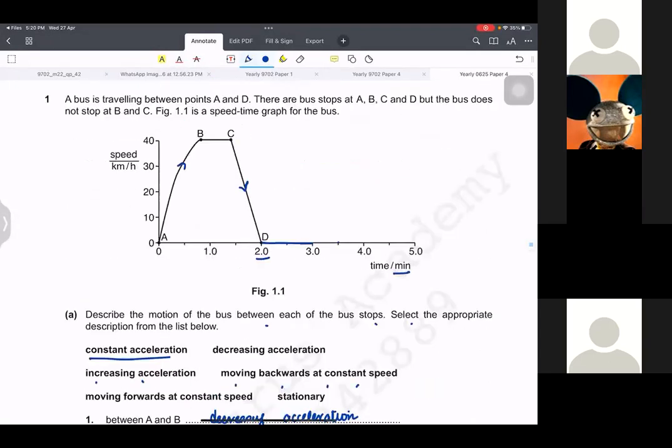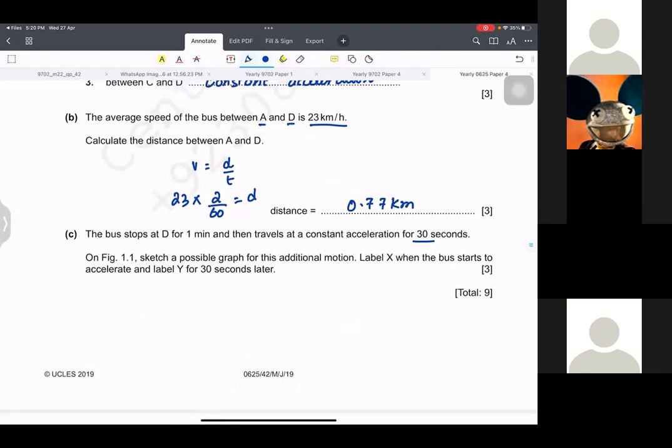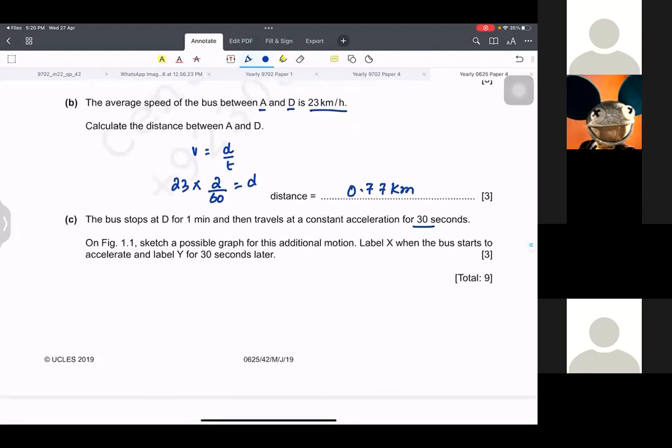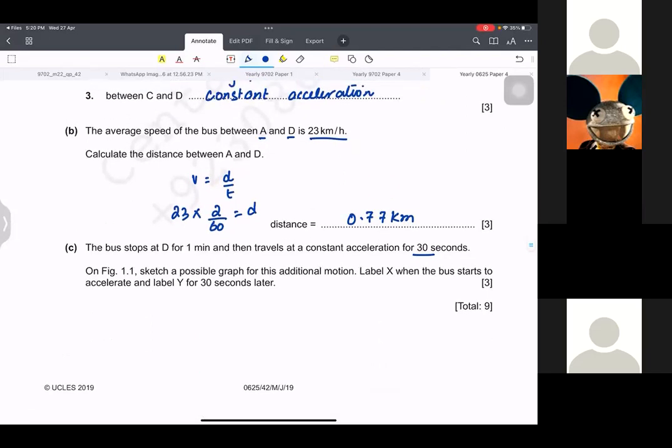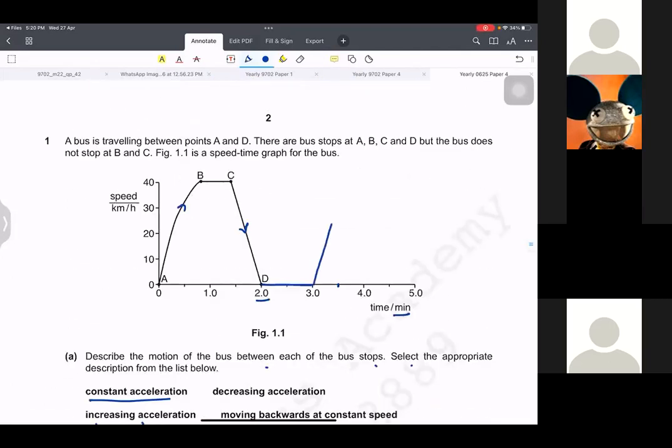So for 30 seconds, it will be somewhere here, right? It doesn't say, you have the average speed, right? So in 30 seconds, if we just go through the same way, it should go to, but there's no distance. Okay. So I think for 30 seconds, you can just draw a straight line graph like this. Label it X, label it Y. I don't think there is any complexity here. So they will be expecting this.